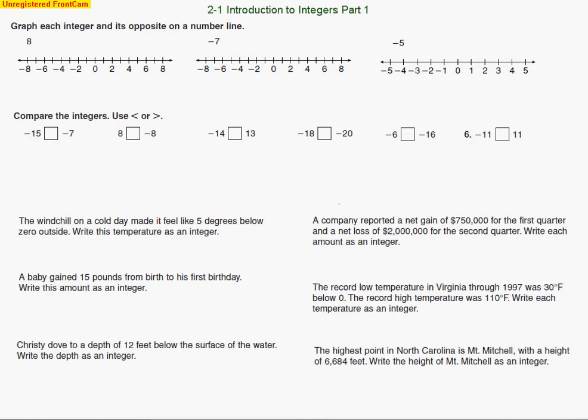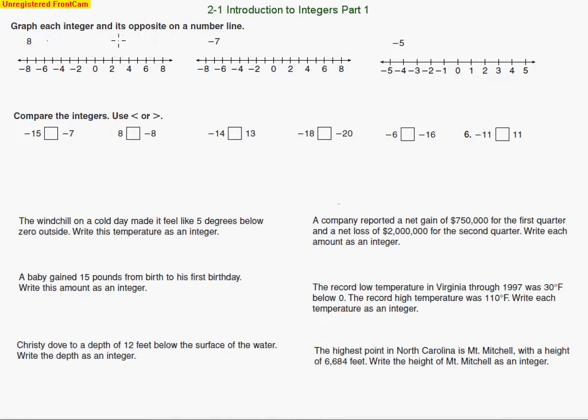Today we are going to be talking about integers and opposites, along with graphing those numbers on a number line and absolute values. Let's take a look at some of the types of problems that we'll end up seeing on part number 1 here.